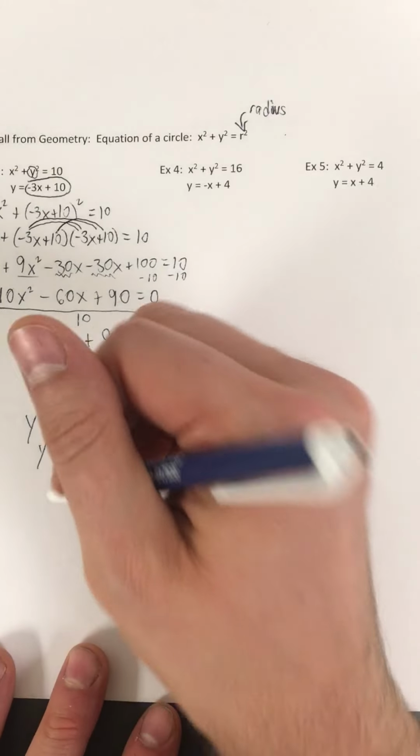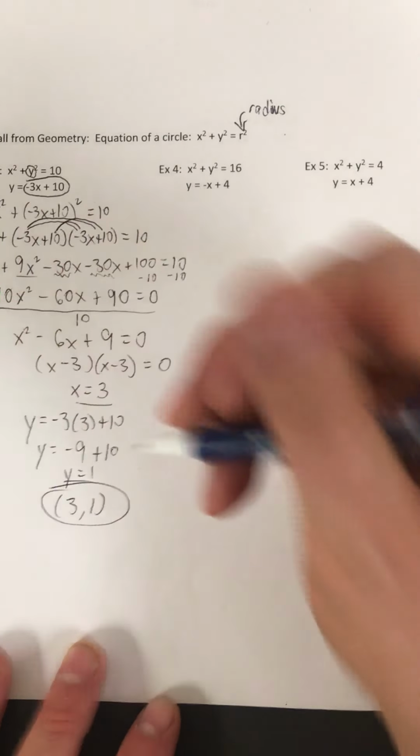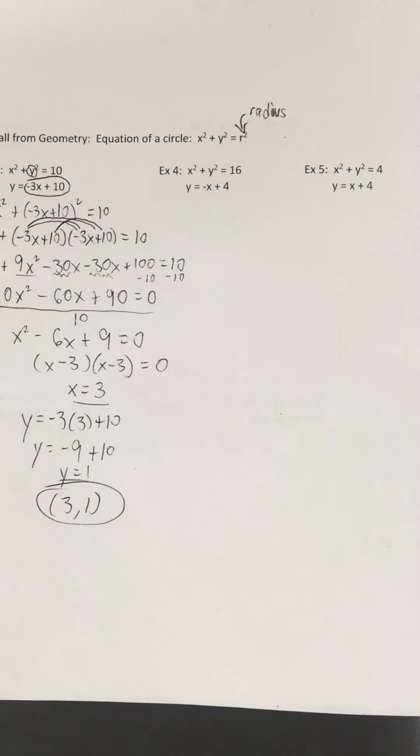So my answer to this, I only have one answer. That line is going to touch the circle at the point (3, 1). Okay, so now I want you to take a moment, pause the video, and try these other two examples.